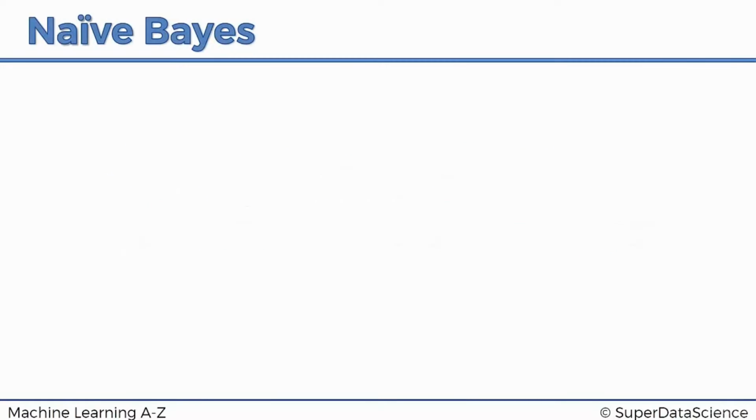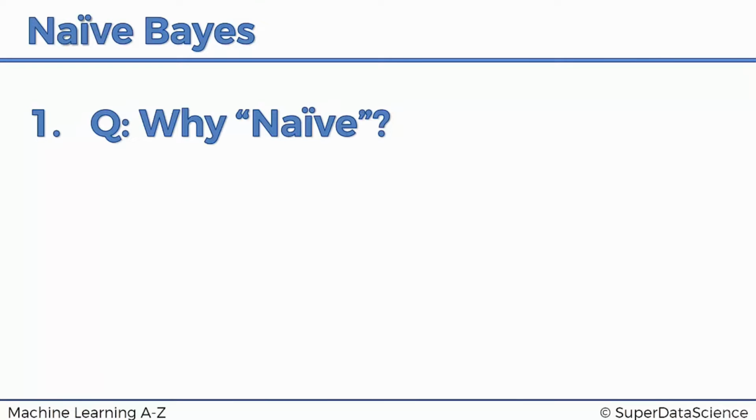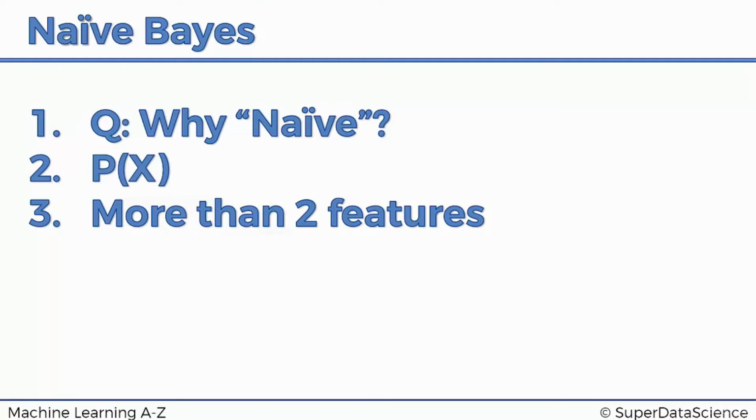Today we're going to talk about three things. Number one is the question, why is it called naive? Number two is the P of X and how we can potentially drop it sometimes. I'll show you a quick shortcut. And number three is what happens when there's more than two features involved in your dataset. Alright, so let's get started.